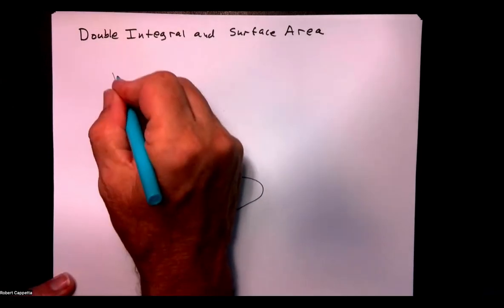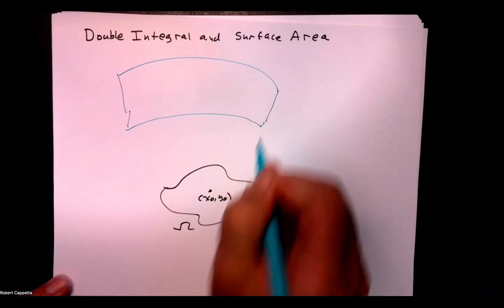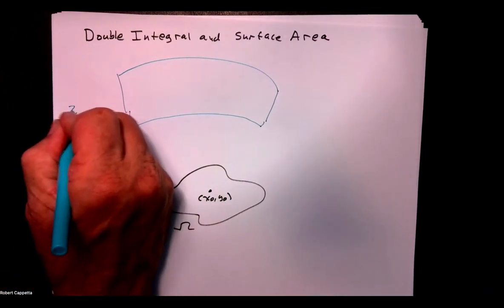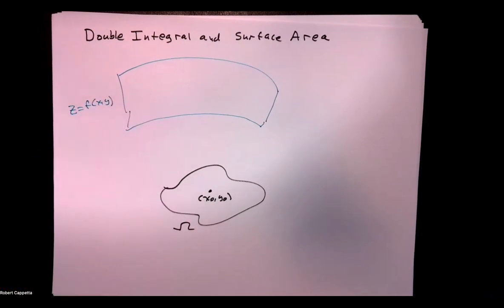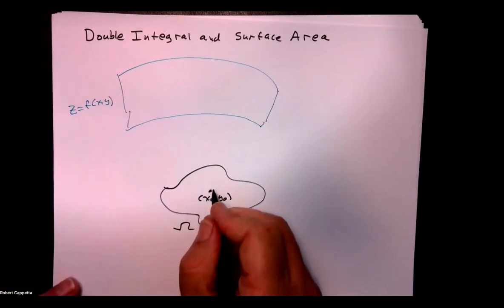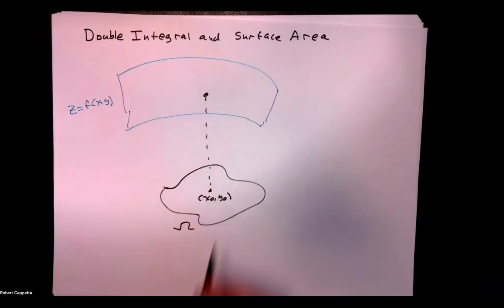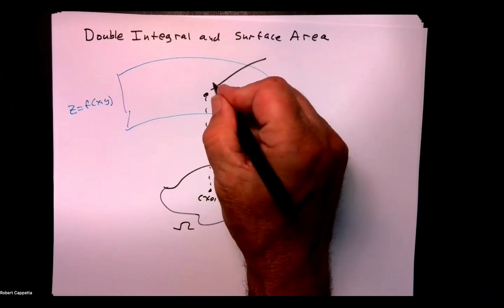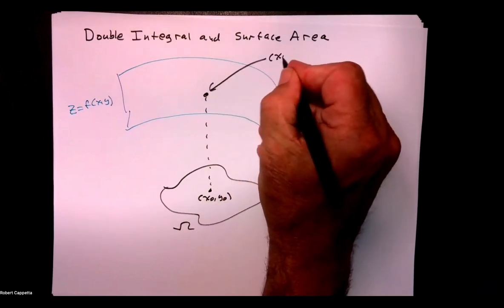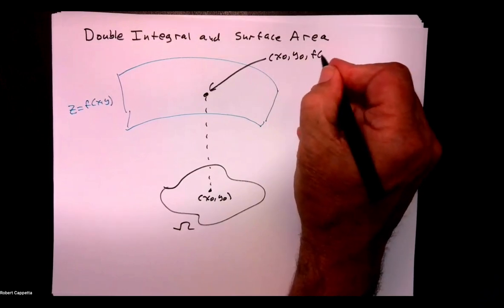So let's go ahead and construct some kind of a surface. So this blue surface is z equals f of x, y. We're going to find the point where f of x naught, y naught is, which may be right here. So that's the point f of x naught, y naught. So if we're going to identify that point, the x value is x naught, the y value is y naught, the z value is f of x naught, y naught.